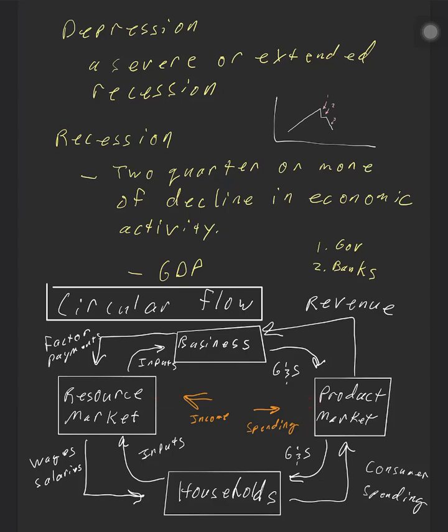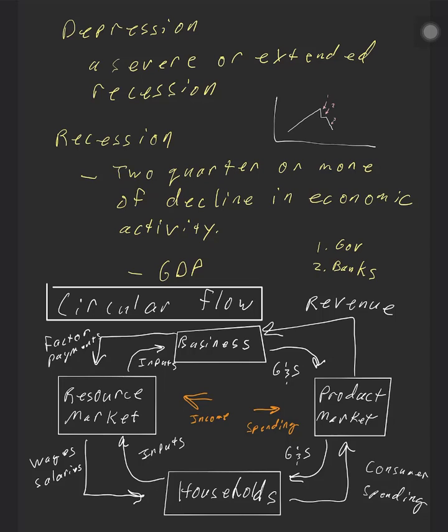Okay, so there are businesses, simplifying. In my economy, there are businesses and households, and they interact in two ways. Businesses produce goods and services, and send them to the product market. Households buy goods and services from the product market. In exchange for that, they spend money in order to get those products. We call that consumer spending. And of course, that same consumer spending is revenue for the businesses.